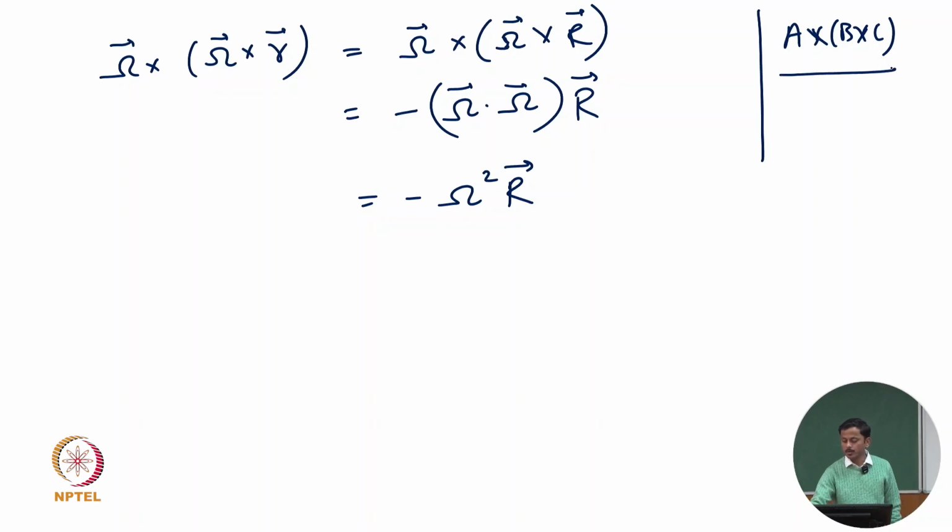So use this expression, the expression for the expansion for A cross B cross C, apply it to omega cross r. You will see that only this second term survives, and then this omega dot omega is equal to minus omega squared, and there is a negative sign in front. So we have set here omega dot r equal to 0.